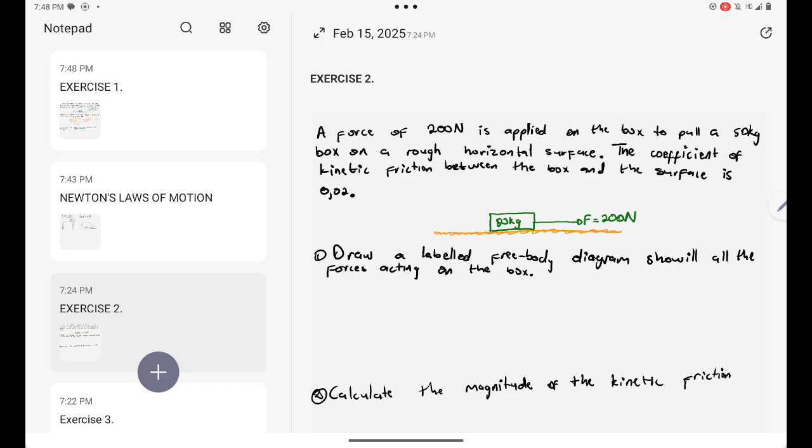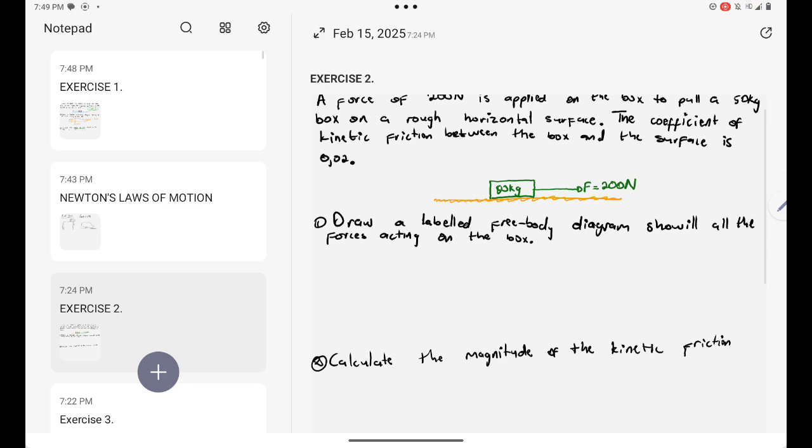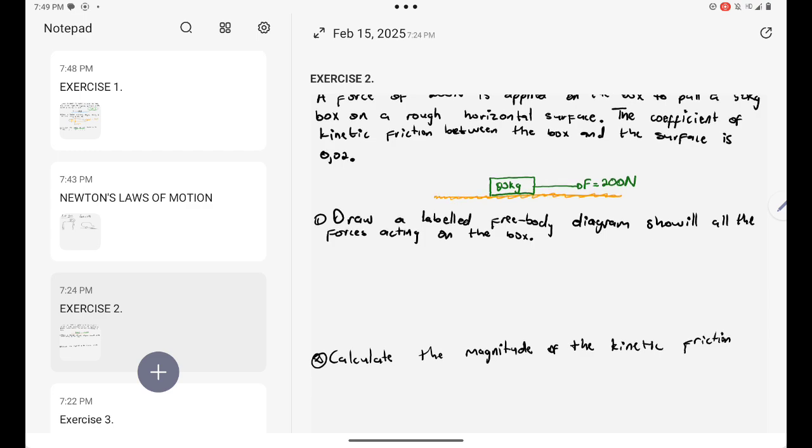We are told that a force of 200 Newton is applied on the box to pull a 50 kg box on a rough horizontal surface. The coefficient of the kinetic friction between the box and the surface is 0.02. The first question, they want us to draw a labeled free body diagram showing all the forces acting on the 50 kg block.